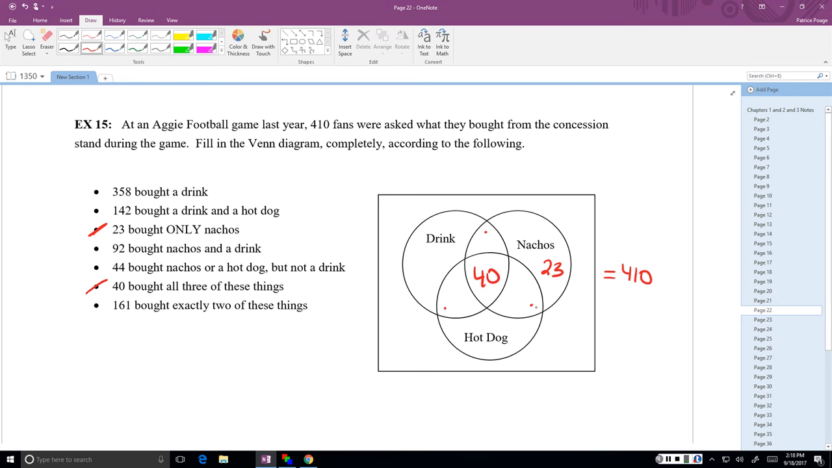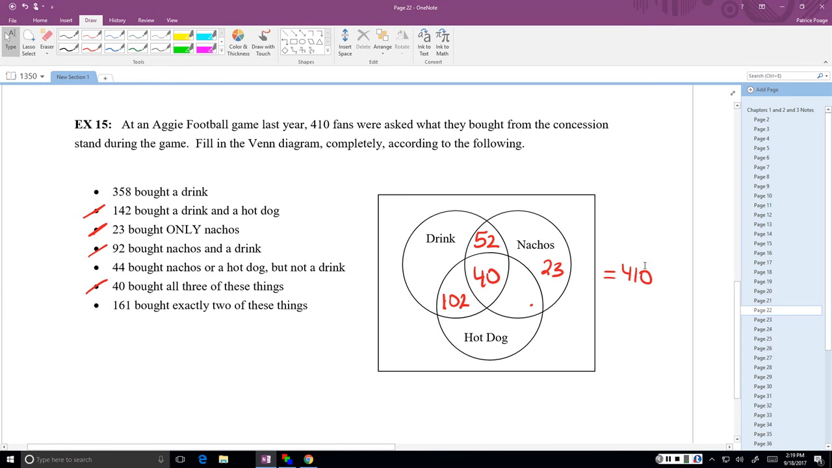So my second time through, 358 bought a drink. So these 4 will add up to that. Can't do it yet. 142 bought a drink and a hot dog. So they're in this little football shape. I already have 40, so that leaves 102. So that means 102 bought a drink and hot dog only, and 40 bought a drink and hot dog and nachos. 92 bought nachos and a drink. So they're in this little football. I already have 40 there. That leaves 52.